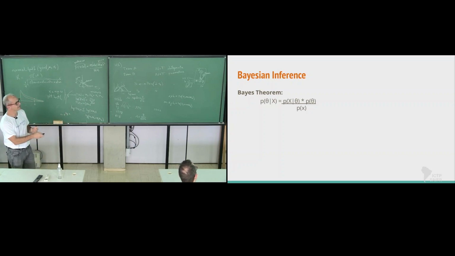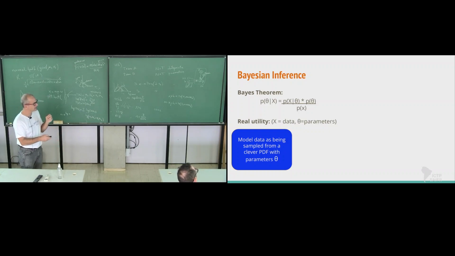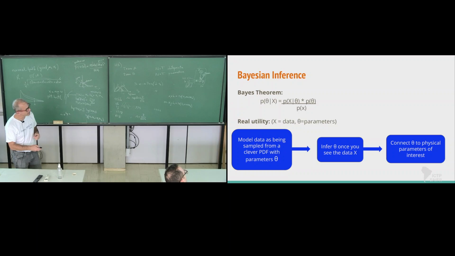As you can see, this is a very important theorem. But it is used in so many different situations that many times you see something and you do not realize that Bayesian inference is being used, or you don't know how. In this case, you have the data, the LHC data, and you model that data as being sampled from a clever PDF with some parameters. You will infer theta once you see the data by using these techniques, and then you connect theta to physical parameters of interest.